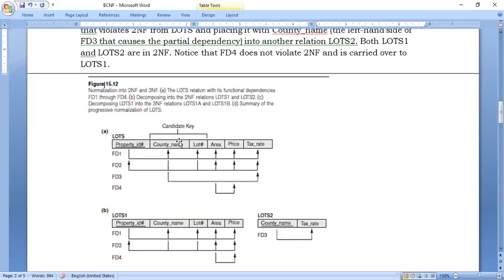So knowing this fact, we know that the tax rate is not fully functionally dependent on the combination of values, but it is dependent only on the country name. Since tax rate is not fully functionally dependent on this composite primary key, we have to separate this tax rate, because that is going to create a problem later.